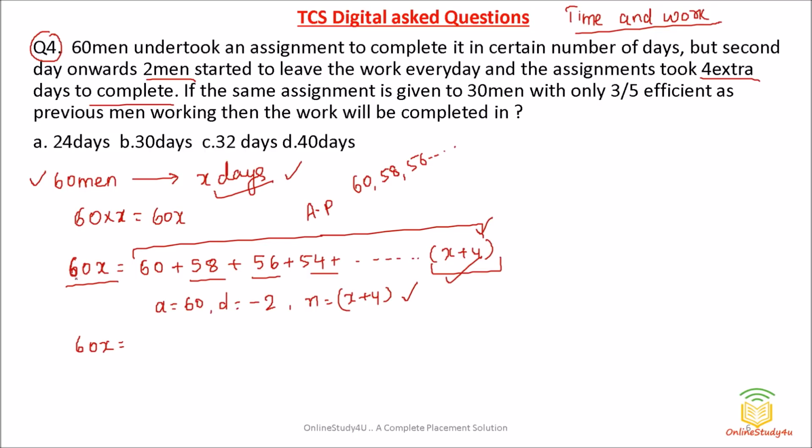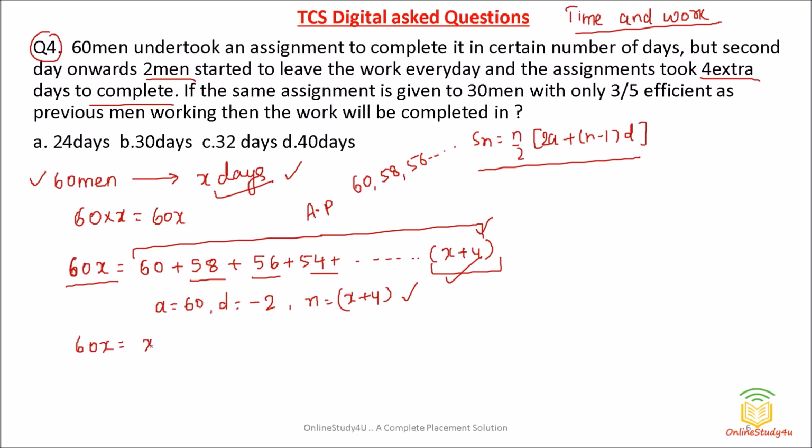The total amount of men working will be the same, even though 2 members are leaving. That is the reason. They will take x plus 4 days to complete the work. So friends, I will use the formula for the sum. The sum will be n by 2 into 2a plus n minus 1 into d. This is the formula for an arithmetic progression.